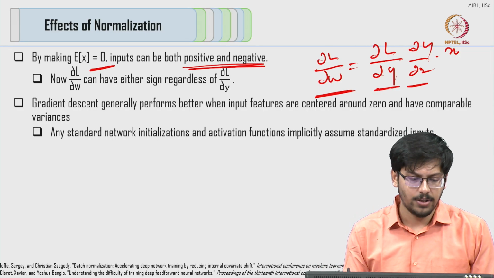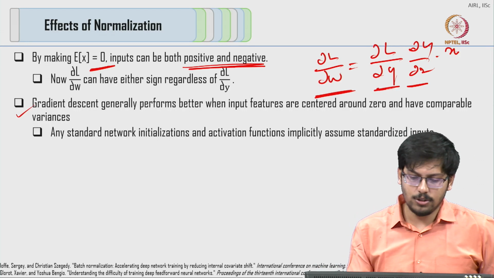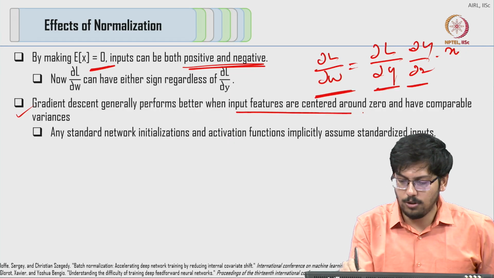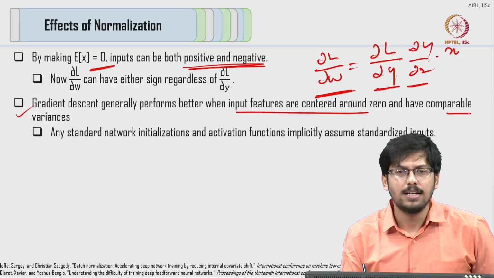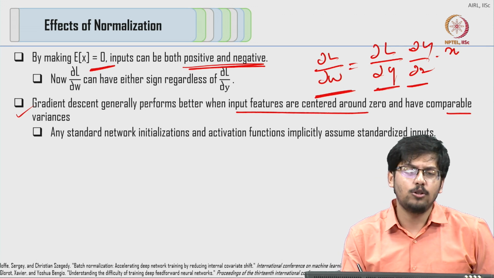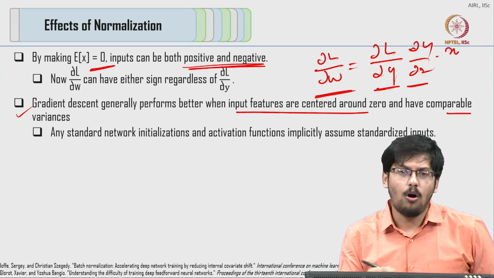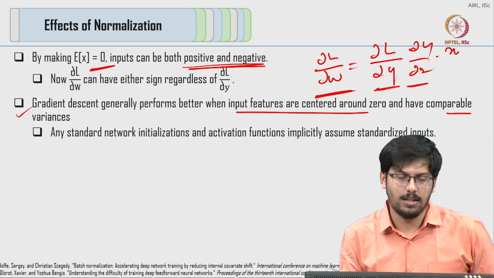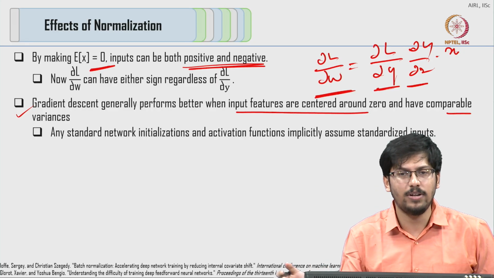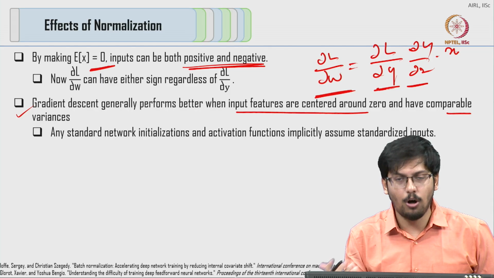Gradient descent also generally performs well where the input features are centered around 0 and have comparable variances. Essentially, whether we are using the weights or the input X, they should always be in proportion to each other. At least the weights should be in proportion to different weights, and the input also.